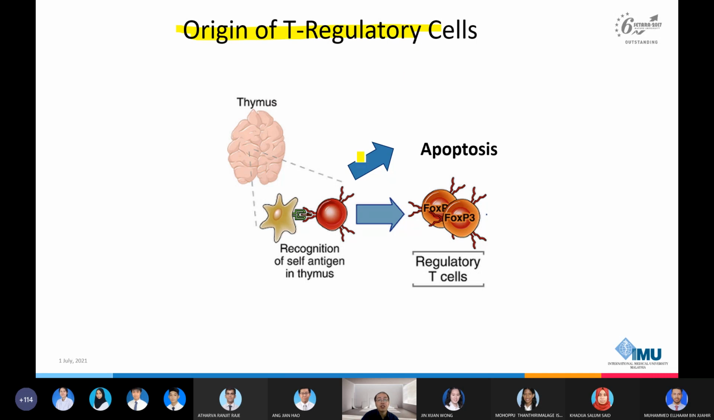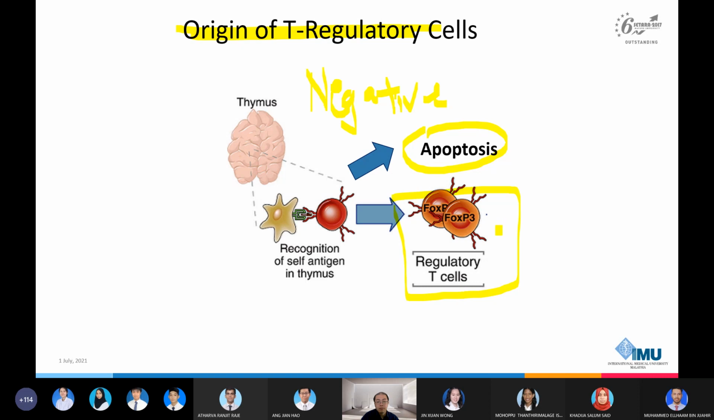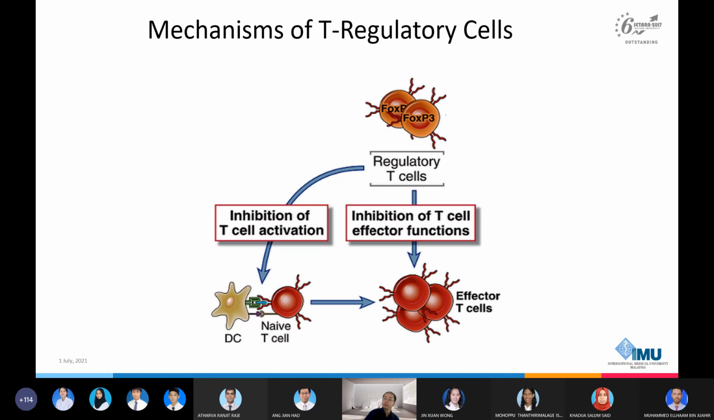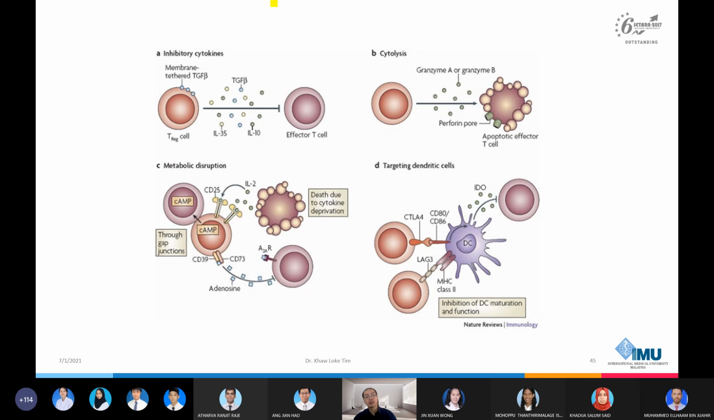So here is the origin of Tregs. By now you know that during negative selection, either they die or become Tregs. How you differentiate Tregs from their T helper counterparts is through FOXP3, a transcription factor. Generally, they work through inhibition of T cell activation, as well as inhibition of T effector function. Now, the next slide is quite interesting.